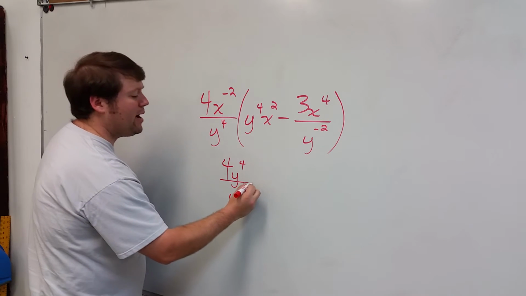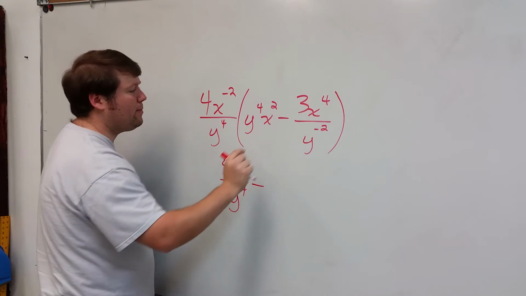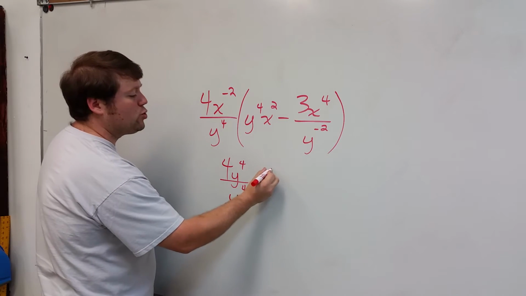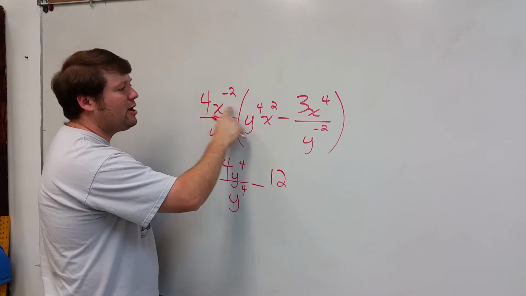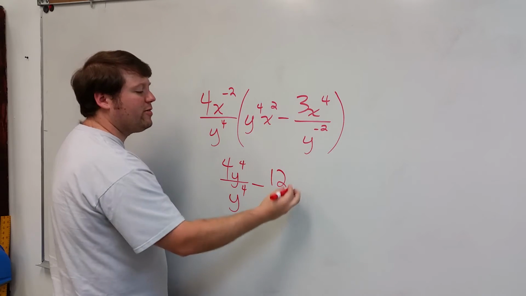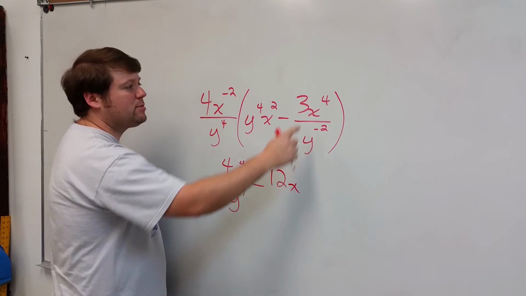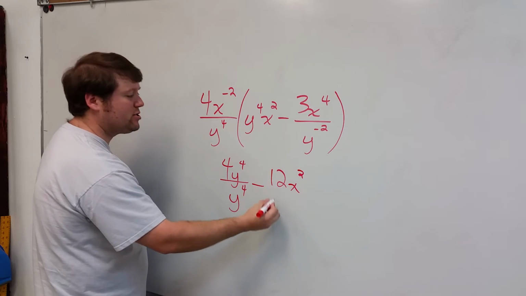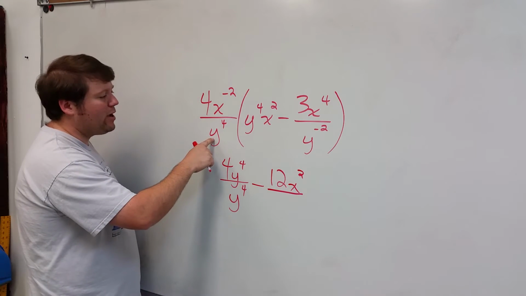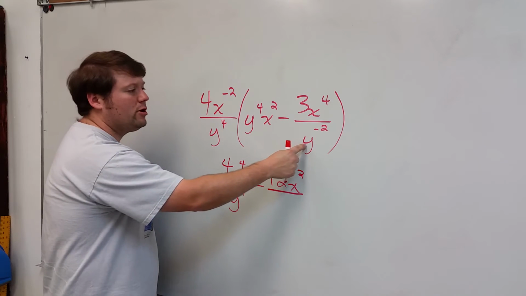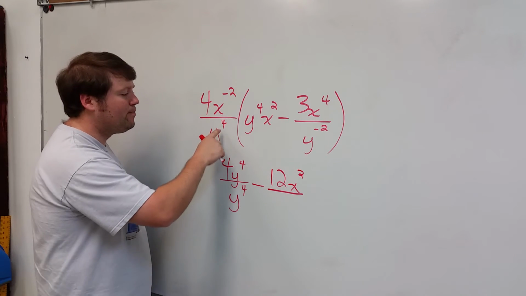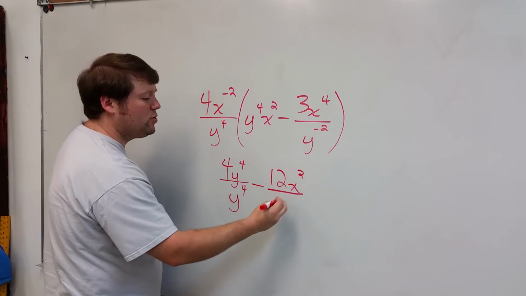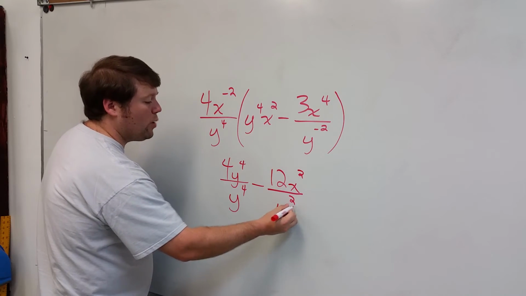We then have a minus sign, and we're going to do the distributive property. 4 times 3 is 12. X to the negative second times x to the fourth. Again, we add the exponents. 4 plus negative 2 is 2. So we get 12x squared over, and then we have in the denominator y to the fourth times y to the negative second. If we combine 4 and negative 2, we get y squared.